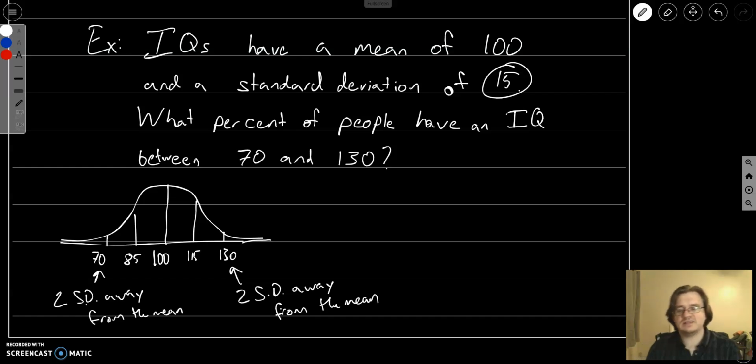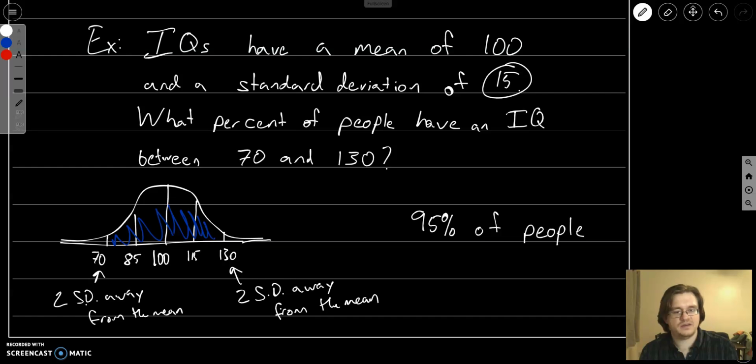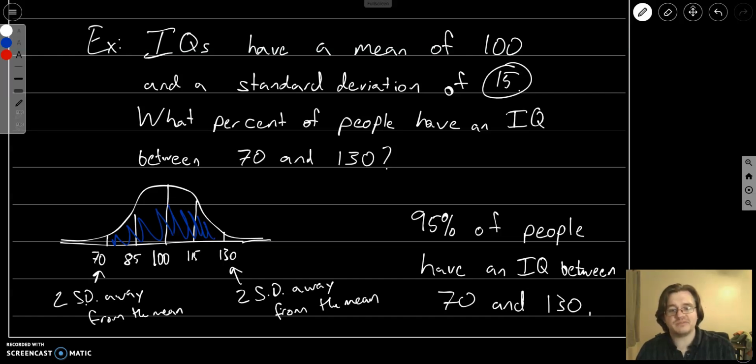And using our 68, 95, 99.5 rule, within this region, there will be 95% of the data. So what can we conclude? 95% of people have an IQ between 70 and 130. Another way of saying this, 5% of people will have an IQ above 130 or below 70.